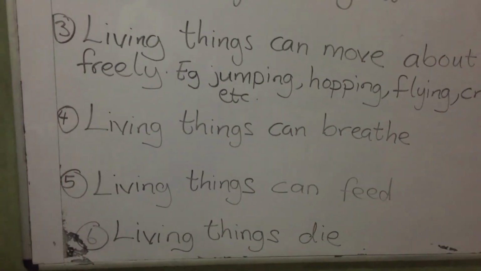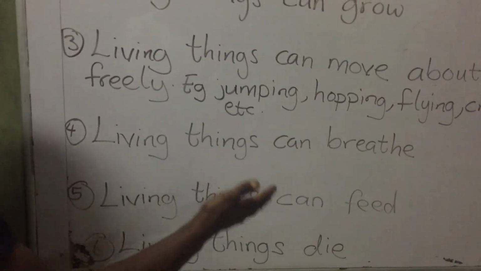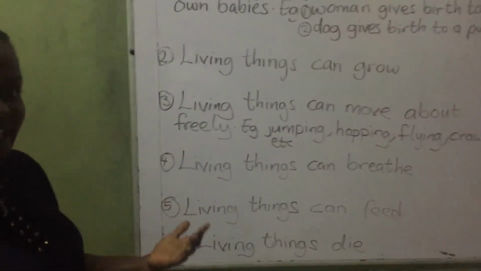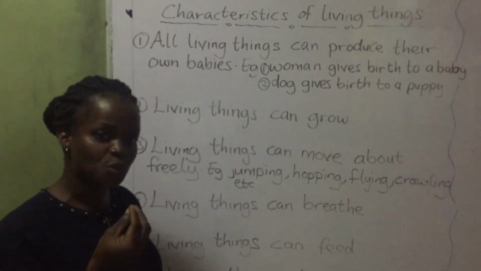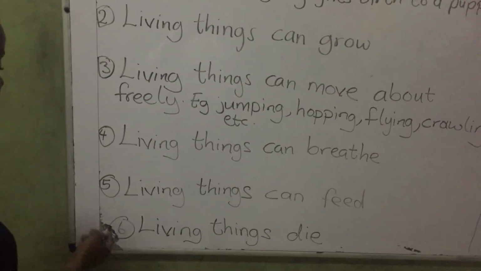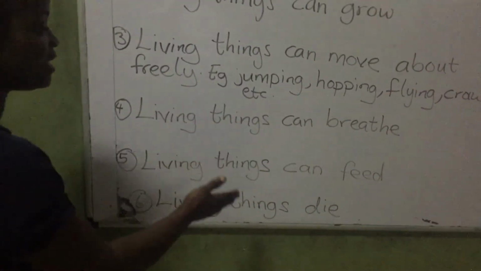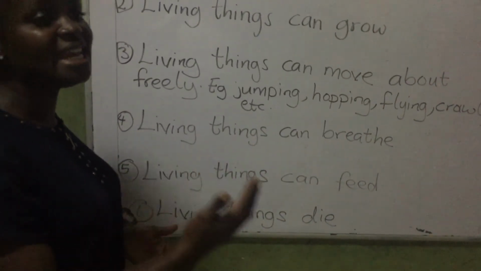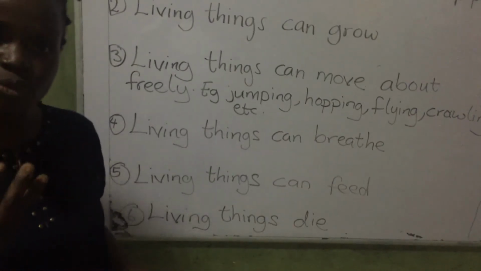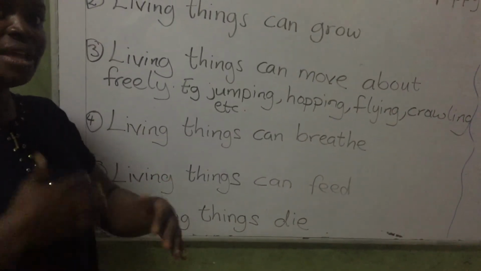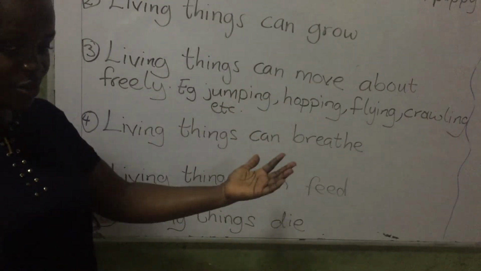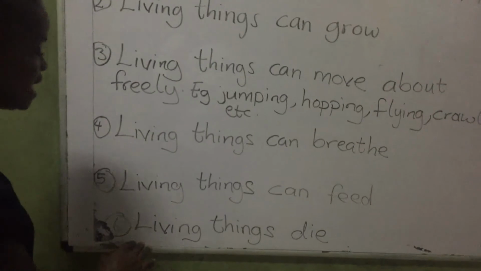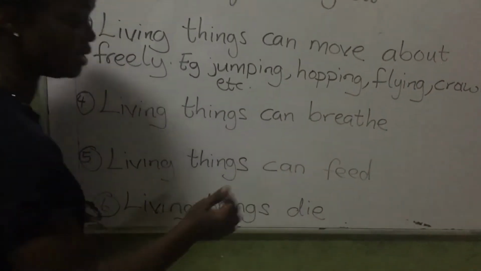Number 5. Living things can feed. You know we need food. Living things need food and water to be able to what? Grow. Okay. Number 6. Living things die.